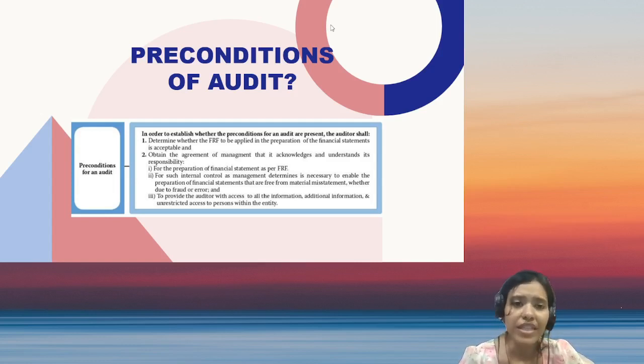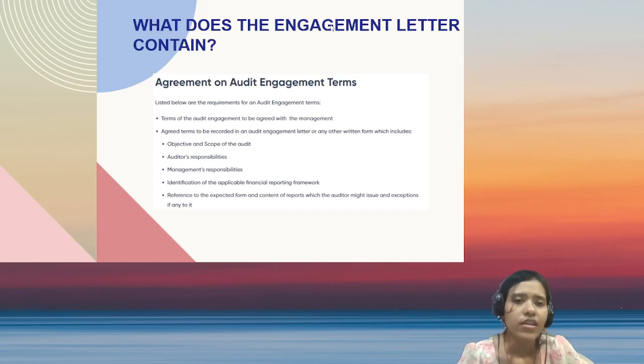So these were basically the preconditions of audit that the auditor should ensure before starting their audit. Now that we have understood the objectives of this essay, we'll further move to what is contained in the engagement letter, that is the agreement. So basically, first thing first, scope of work of the audit and the auditor. As I said in the painter story also, scope of work needs to be defined.